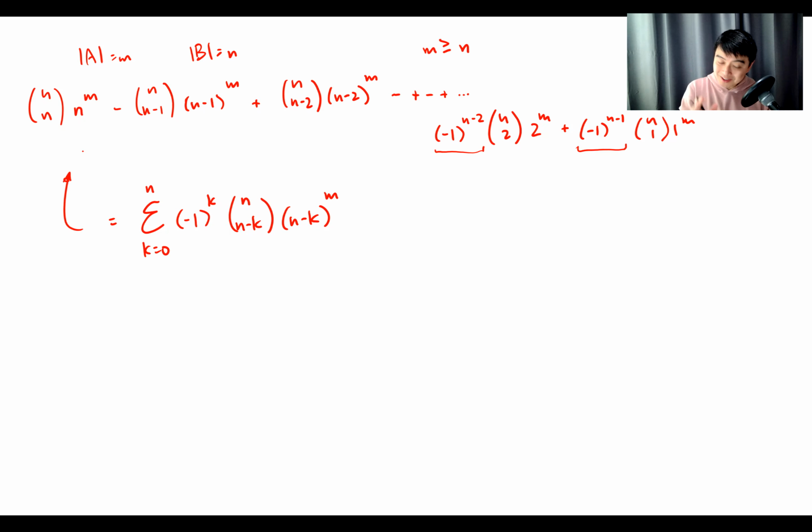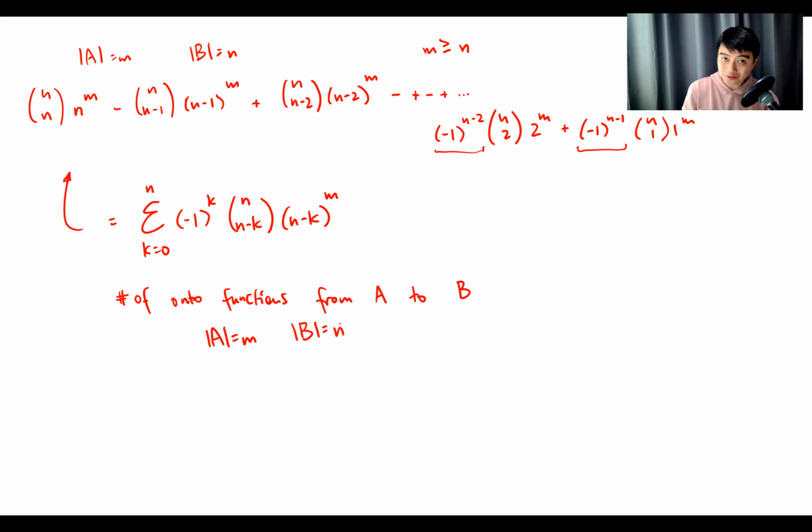Now, it turns out that this equation is the number of onto functions. So this is the number of onto functions from A to B, given that the size of A is equal to m and the size of B is equal to n. So take note of this. This is something that you probably should know, at least in this section.